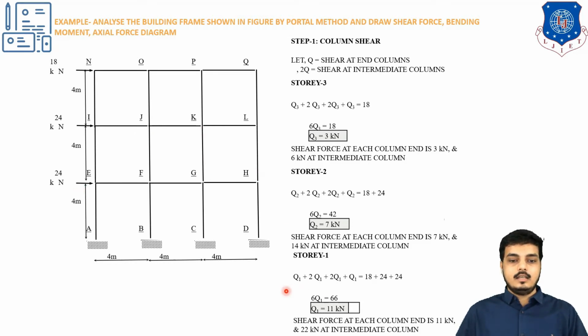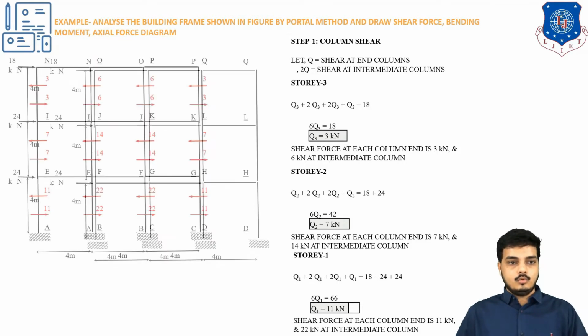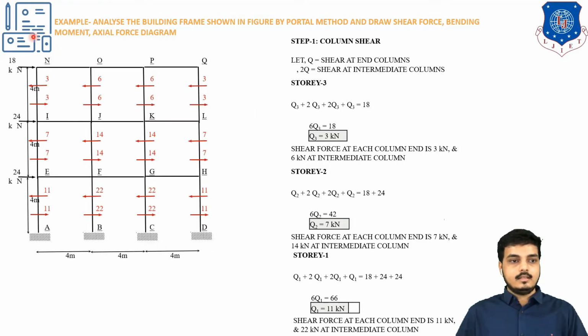Similarly at the last story, same formula, but the forces will be accumulated. So 18 plus 24 plus 24 comes out to be 66, and Q1 equals 11. So at each end it will be 11, but at the intermediate level it is 22. Like this I have shown the forces.